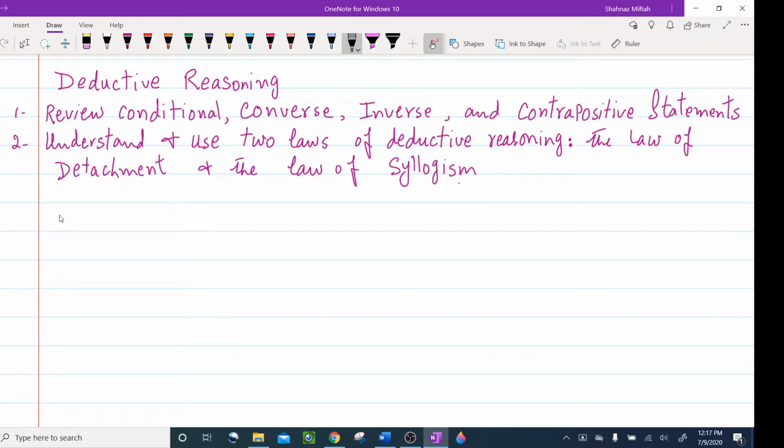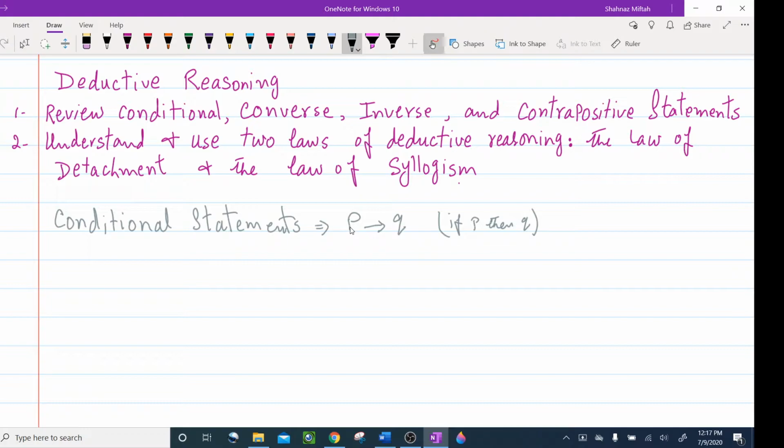So the conditional statement. The notation for a conditional statement is if P then Q. If P then Q, and that's how we write the notation. I'm also going to write it in parentheses, if P then Q.